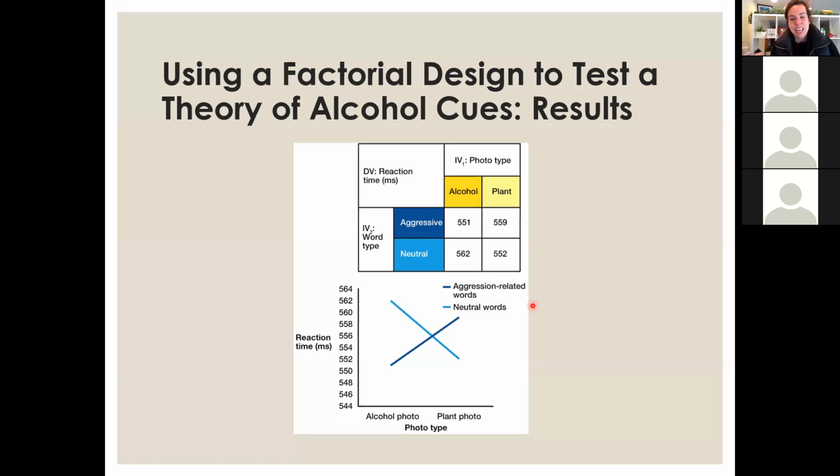The idea is if they were cued with an alcohol photo first, they were much faster at deciphering the aggressive words. Oh. So it's showing that cognitively, even the imagery of alcohol and drinking and drunkenness is priming for aggression. That's going back to the theory.